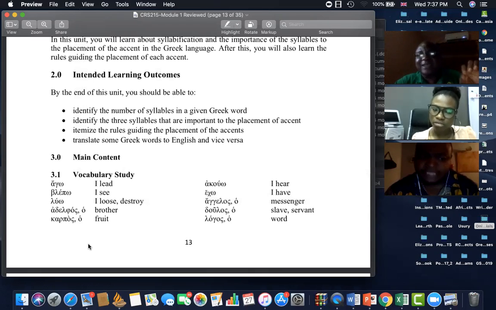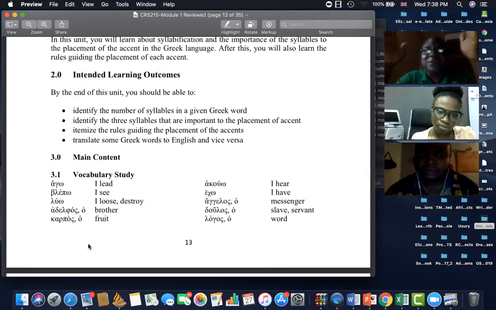Alpha will be pronounced A. Gamma will be pronounced G. Omega will be pronounced O. So when you put the three together, it gives you ago. Ago in English, or when you translate it to English, means I lead. What did I say? I lead.